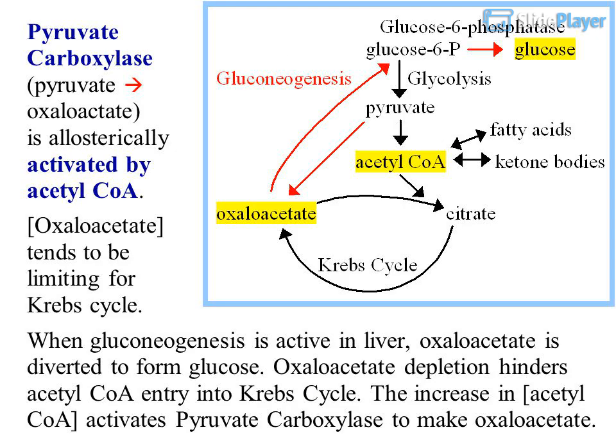Pyruvate carboxylase, pyruvate to oxaloacetate, is allosterically activated by acetyl-CoA. Oxaloacetate tends to be limiting for Krebs cycle. When gluconeogenesis is active in liver, oxaloacetate is diverted to form glucose. Oxaloacetate depletion hinders acetyl-CoA entry into Krebs cycle. The increase in acetyl-CoA activates pyruvate carboxylase to make oxaloacetate.